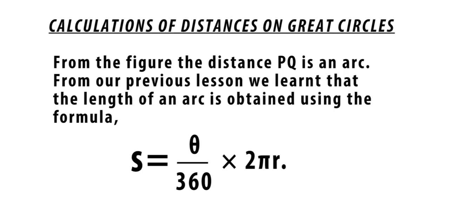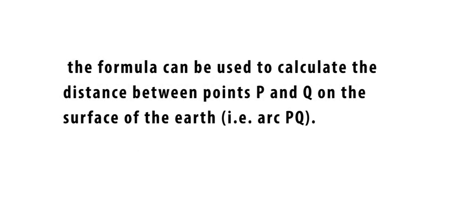From the figure, the distance PQ is an arc. From our previous lessons, we learned that the length of an arc is obtained by using the formula S equals theta divided by 360 multiplied by 2 pi r. In the same way, the formula can be used to calculate the distance between the points P and Q on the surface of the Earth.